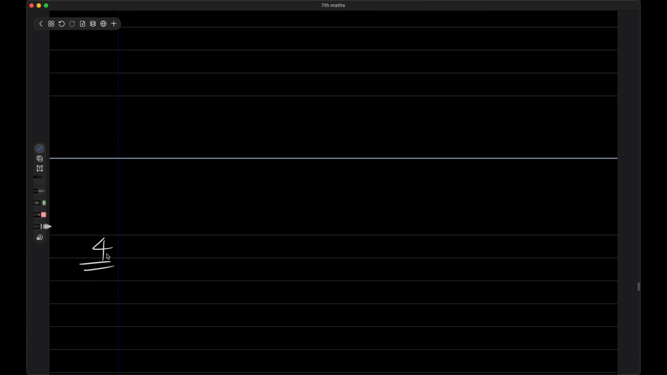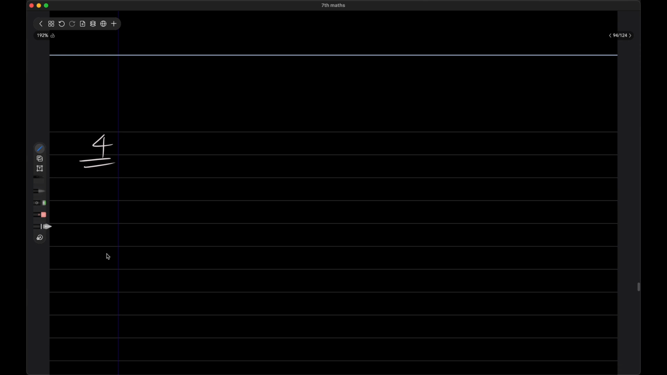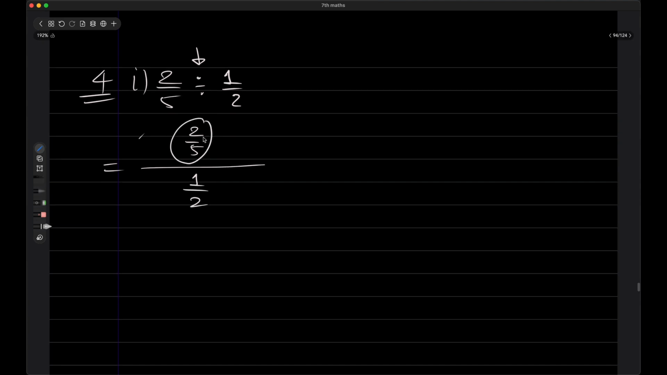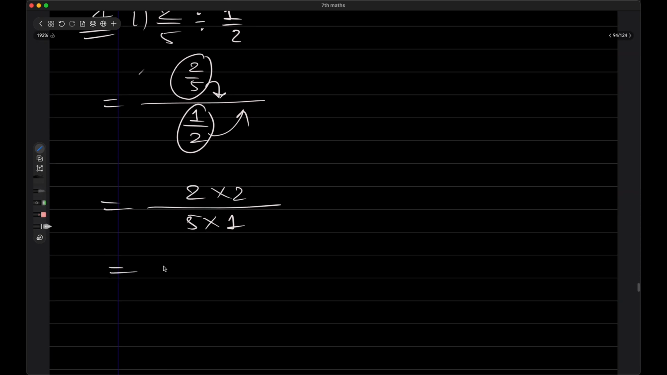Question number 4, we have to find the division of fraction by fraction. First, 2 by 5 divided by 1 by 2. Starting from the division sign, write left side above the division sign and right side below the division sign. Now for the fractions, send the denominator to the opposite side, that is 2 as it is, send 5 to the opposite side, and 1 as it is, send 2 to the opposite side, that is equal to 4 divided by 5.